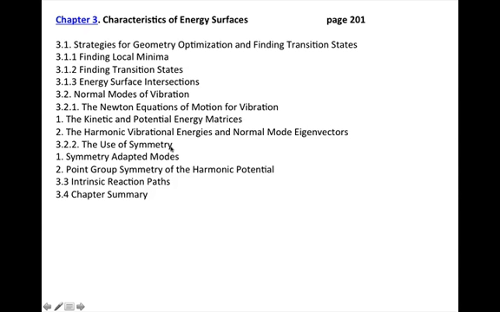Sometimes the point group symmetry of the molecule can be used to decompose this normal mode analysis problem into components of, for example, A1, B1, or B2 symmetry. So you can use symmetry to subdivide the problem, and we have to learn about using point group symmetry there.